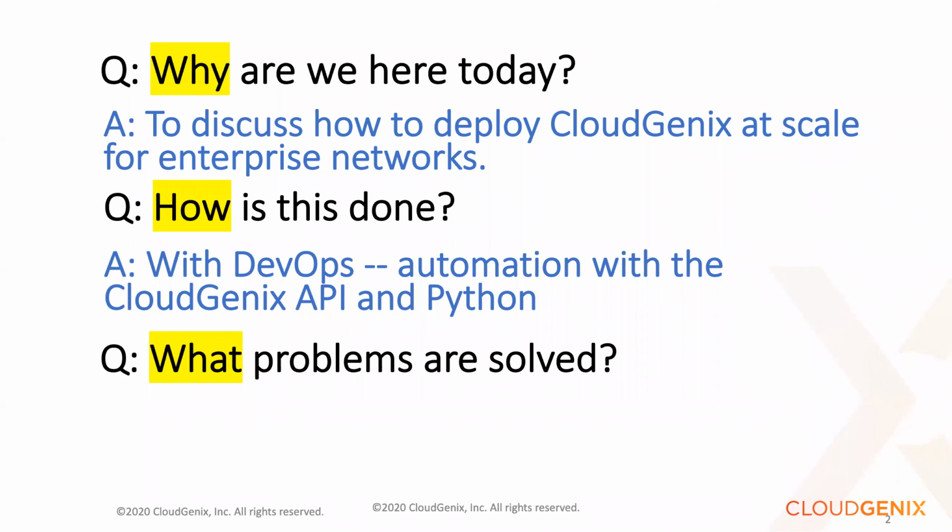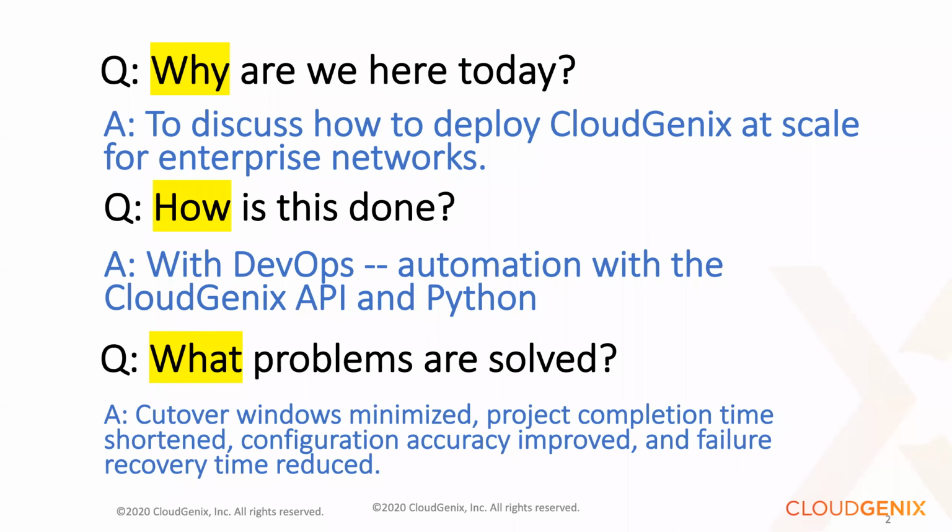So how is it done? With DevOps, which is essentially automation with the CloudGenix API. And today we're going to be leveraging Python to take advantage of this. And then for the problems that are solved, again, this is something we're all probably pretty familiar with, but we're going to help reduce those cutover windows. We're going to ensure that project completion time is on time or shortened. We're going to make sure that there's configuration accuracy. So we're not going to have the same type of human error that we've had in previous configurations. And we're also going to help reduce the failure time from recovery.